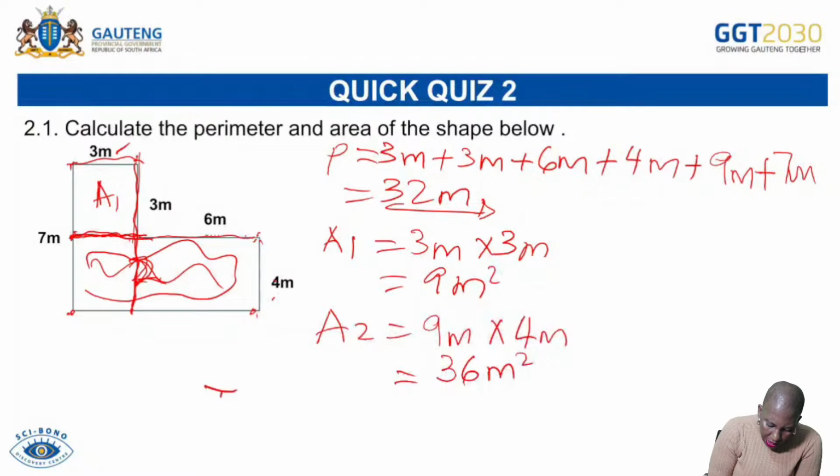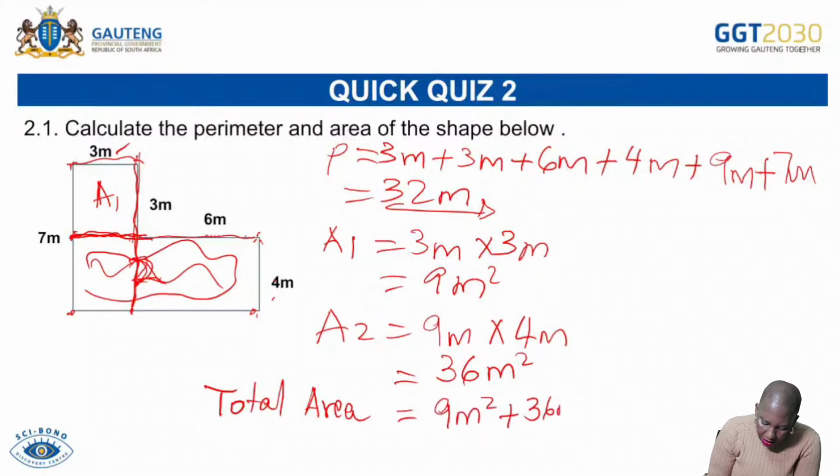So the total area of the shape will be what now? Will be 9 meter squared plus 36 meter squared. That will give us what? 36 plus 9, it will give us 45 meter squared.